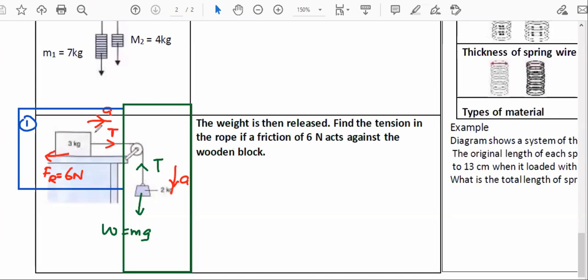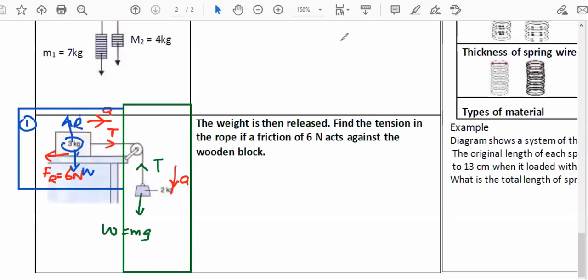Okay, some people start to ask questions. Teacher, do we need to involve the weight of this 3 kg block? Now, the weight direction is downward, correct? But remember, for any object on a surface, you have normal force. So this R and W cancel each other out. So when they are on a surface, we don't take into account the weight of this block, unless you are using the first method.